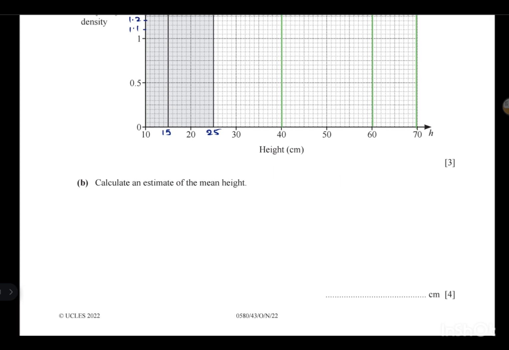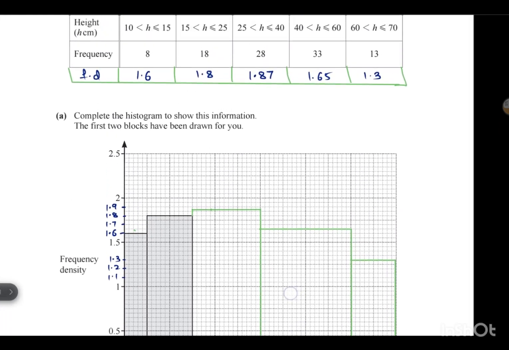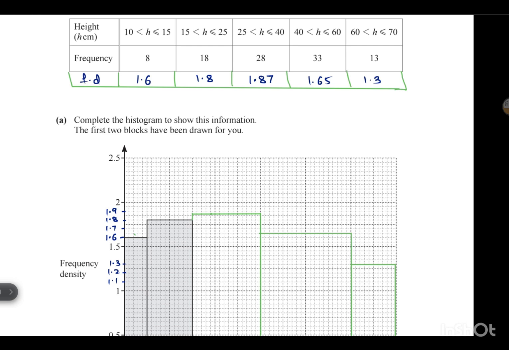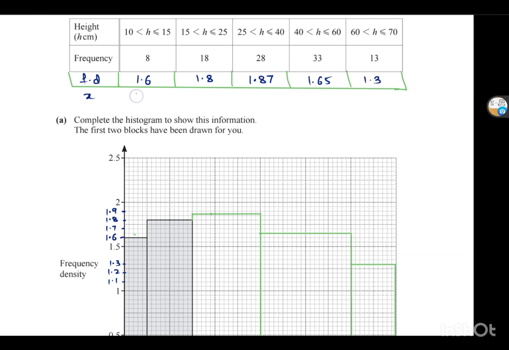Calculate an estimate of the mean height. So we have to find out the mean here now. Mean is equal to... To find the mean, we need the mid value of each class interval. So let us find that first. Let us take the mid value as x. So it is 10 plus 15 divided by 2, which is 12.5. 12.5 is the mid value for the first class.